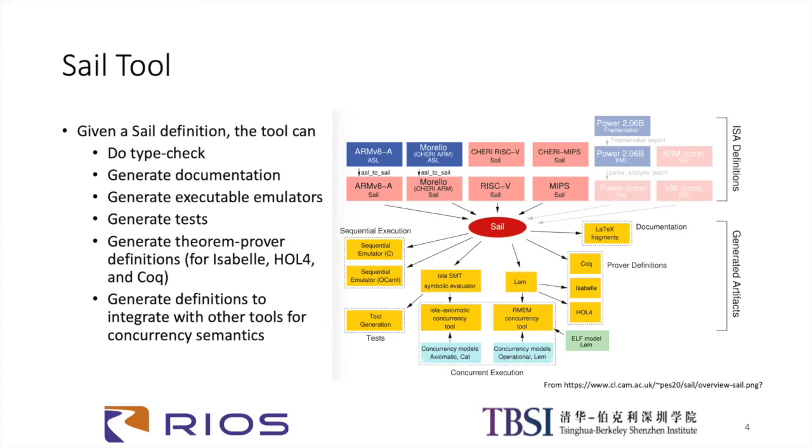Given the Sail definition, the Sail tool can do type check, generate documentation in LaTeX, generate executable emulators in C and OCaml, generate random generators for testing purposes, generate theorem prover definitions, and generate definitions for concurrency semantics.